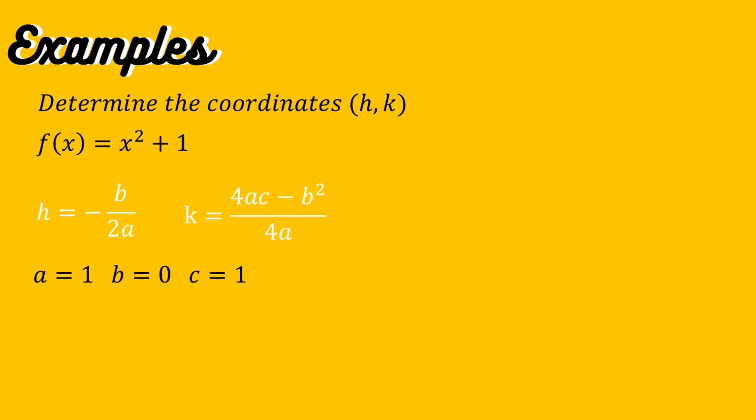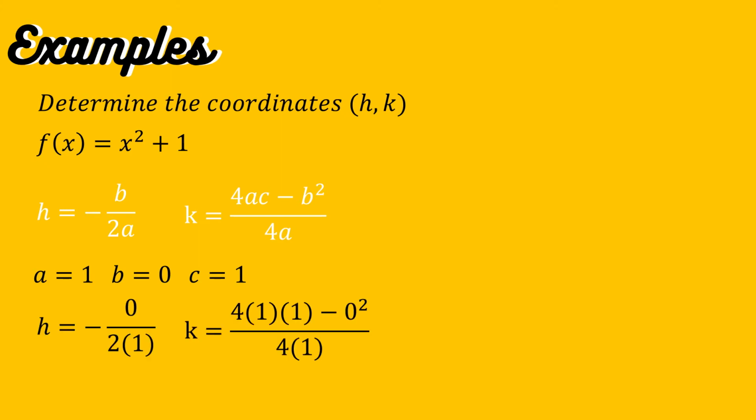Next step that we have to do is find the values of a, b, and c. This is recalled from when we learned all about quadratic equations. So we have a, which is 1, from x squared, b, which is 0, because we do not have any term with x, and c is equal to 1, which is the constant. Afterwards, we are just going to substitute the values of a, b, and c to our formula.